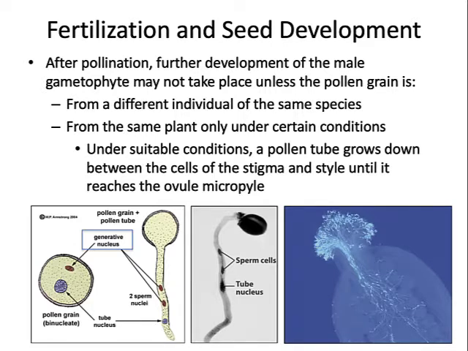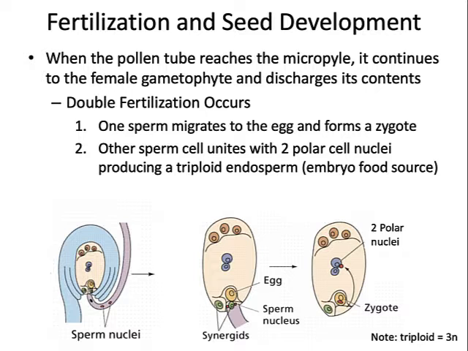As long as suitable conditions are met, a pollen tube will grow down between the cells of the stigma and style until it eventually reaches the ovule micropyle. Once the pollen tube reaches the micropyle, it continues to the female gametophyte. And once it reaches this area, it discharges its contents. This is where double fertilization finally occurs.